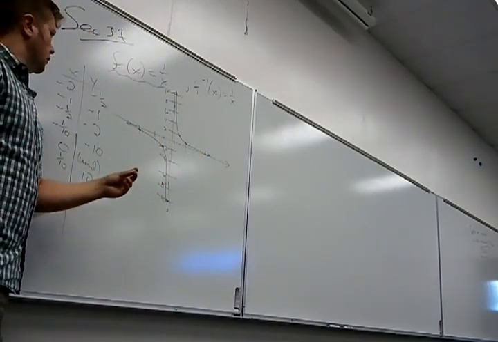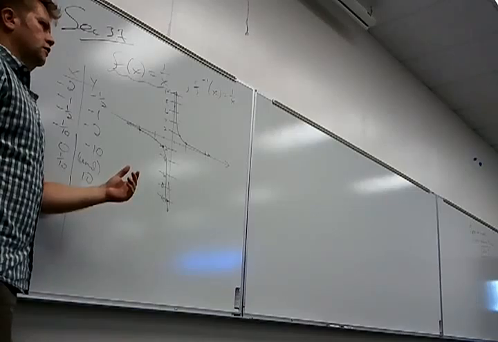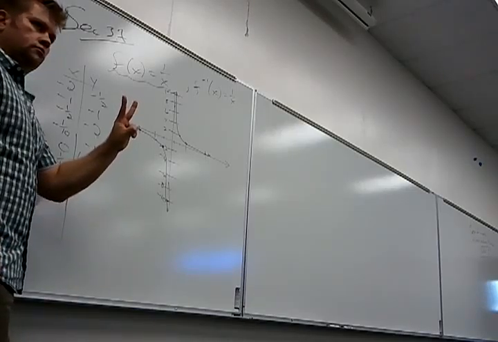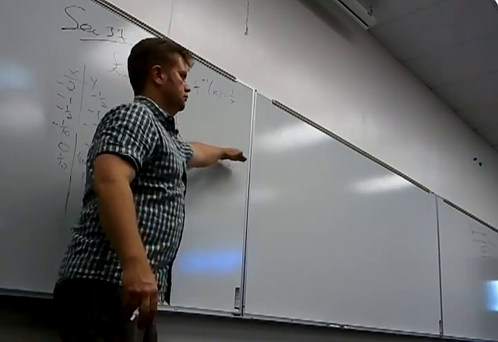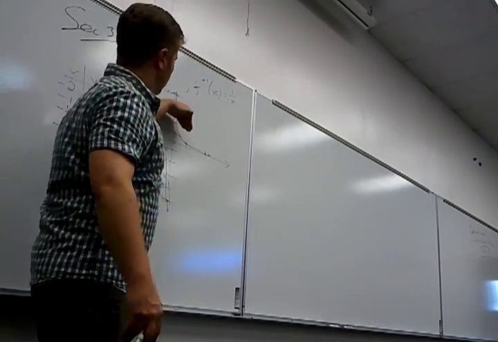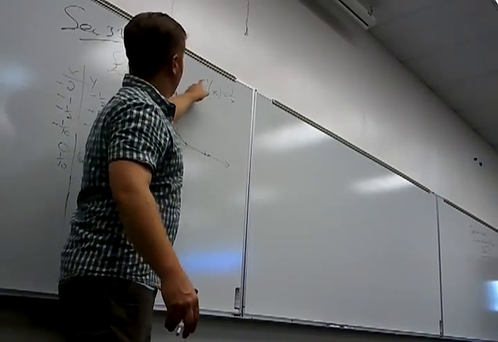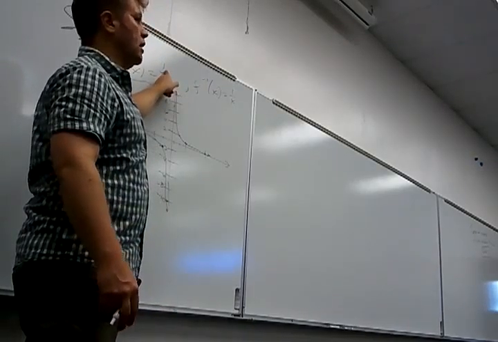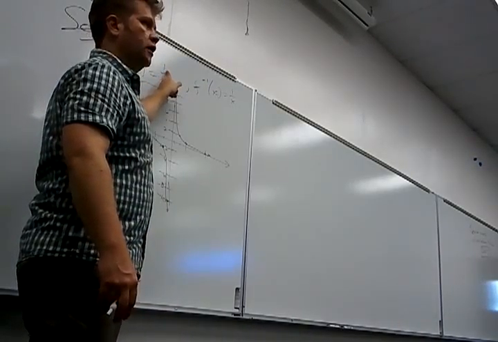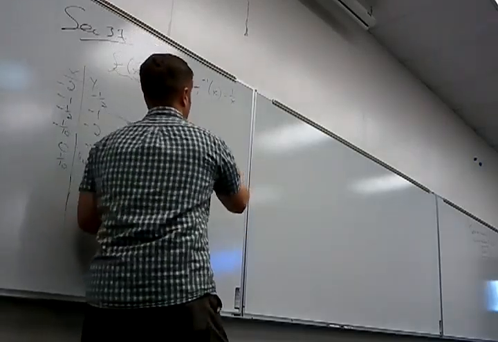Asymptotes, right? How many asymptotes are up here? Two. There's this one here. Because can this ever go to zero? No. The only way a fraction can be zero is if the top is zero, and this top is always one.